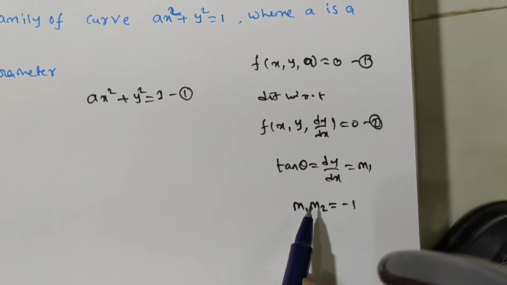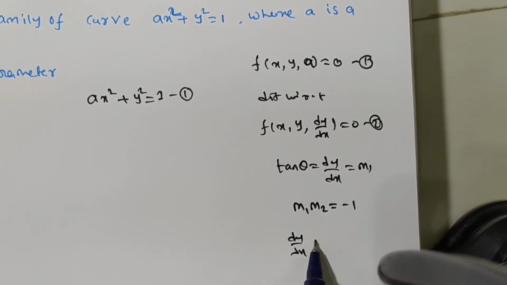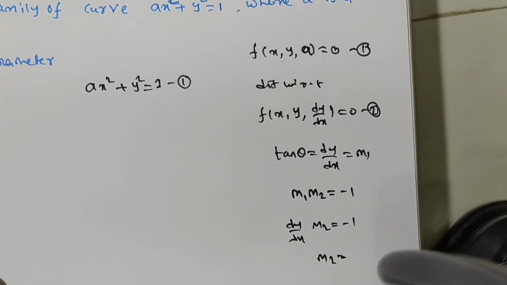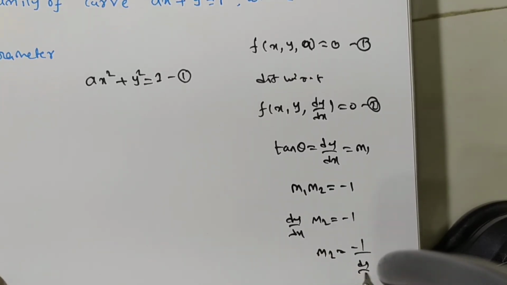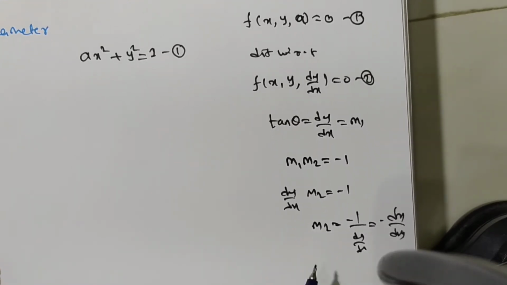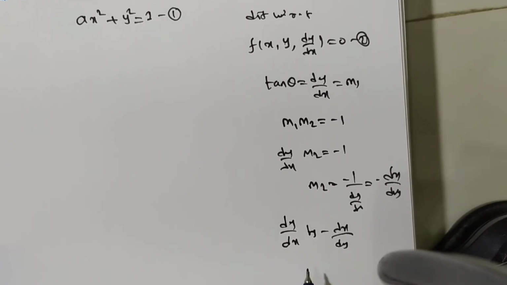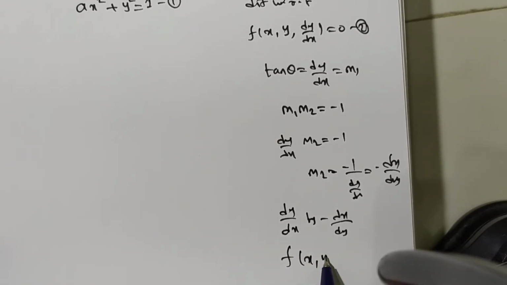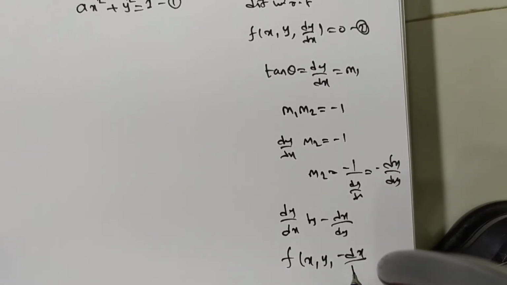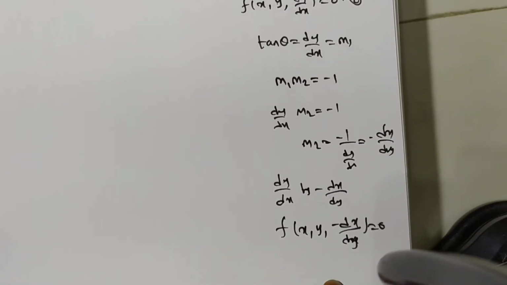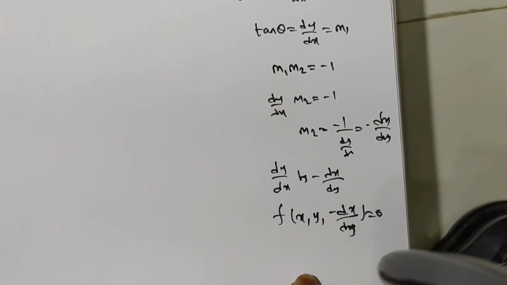Now m1 is dy/dx, and m2 is also dy/dx only. This is minus 1, so m2 is equal to minus 1 by dy/dx, nothing but minus dx/dy. So now you replace dy/dx by minus dx/dy. Then you will have f(x, y, minus dx/dy) = 0, which is the orthogonal trajectory's differential equation of the given family.